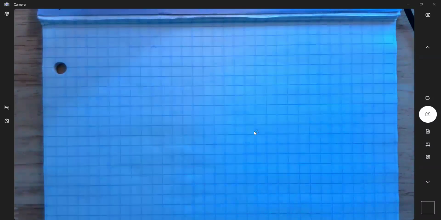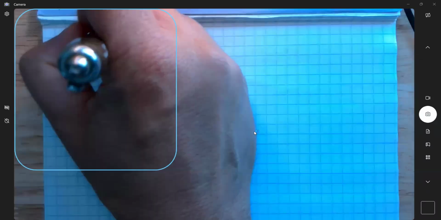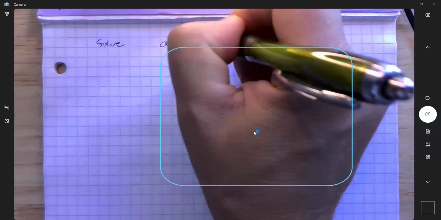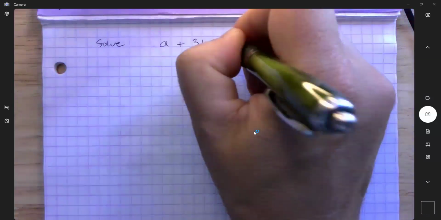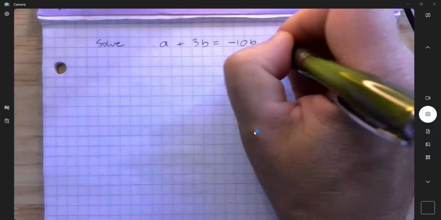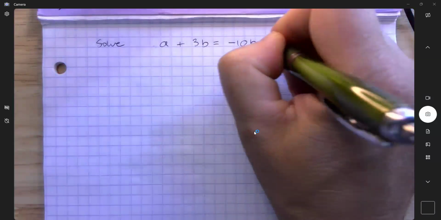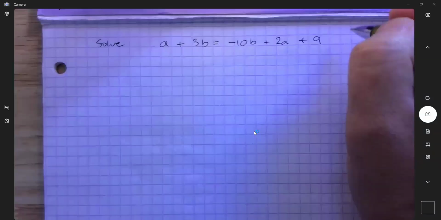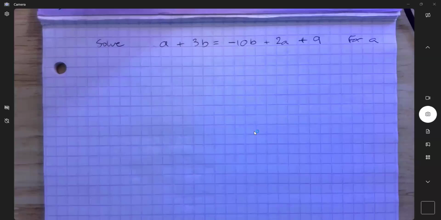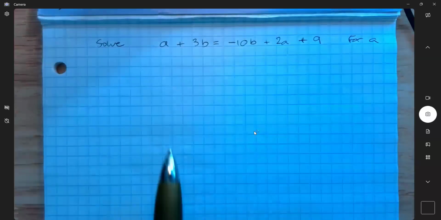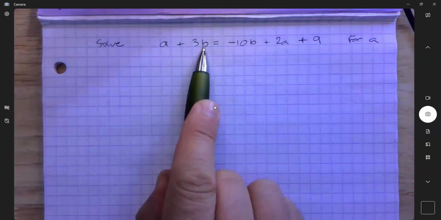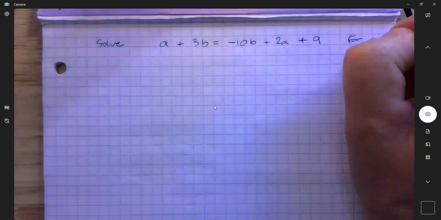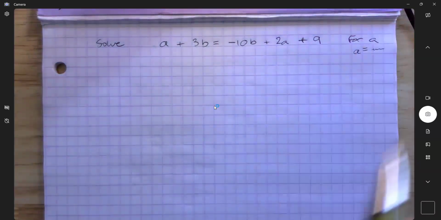Let's see, let's solve. I'm going to use different letters this time. a plus 3b equals negative 10b plus 2a plus 9. I'm going to solve all of this for a. So it's an equation that has two unknown variables, a and b, and I want to solve it for a, which means at the end, I should have an a equals on one side and everything else on the other.